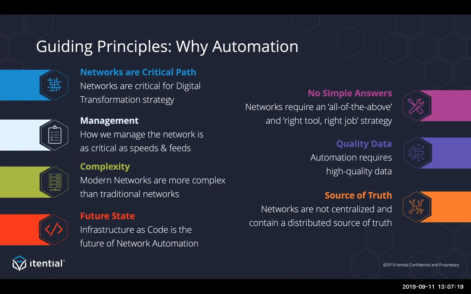The fifth is the future state. So we'll talk about this at the end, but really focusing on infrastructure as code as the future of network automation. And we'll talk about how we can think about code snippets and how we can think about leveraging GitOps concepts and the ecosystem built around application development and apply that to network automation concepts.